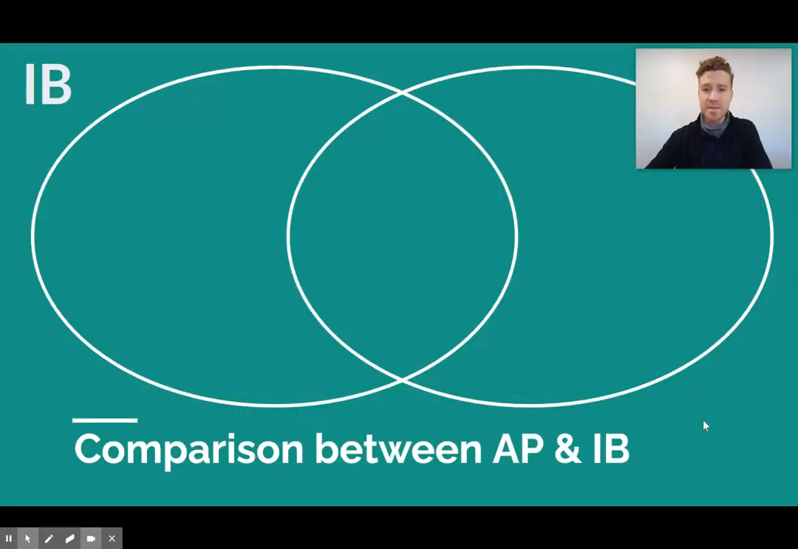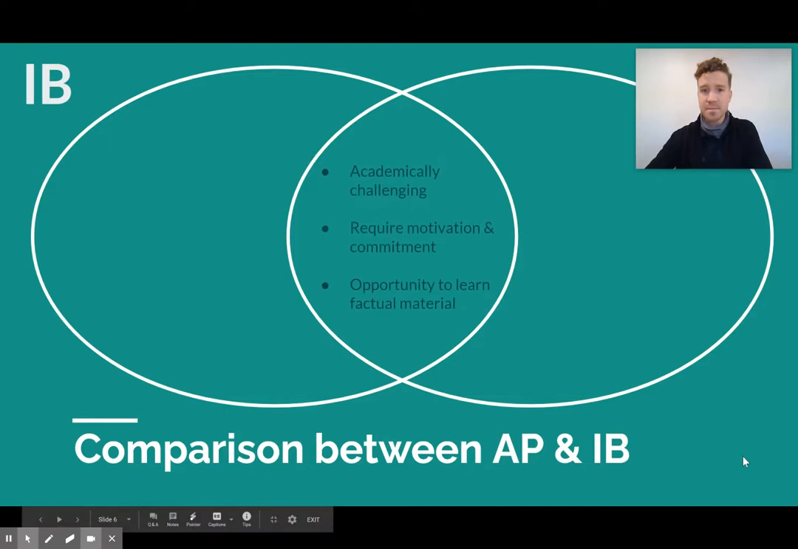Some quick comparisons between the AP and the IB. What you see right here, many of you may recognize as a Venn diagram. Those things, the circle pieces on the sides, those are going to be the differences. The overlap in the middle are the similarities. So first, let's talk about some of the similarities between AP and IB.